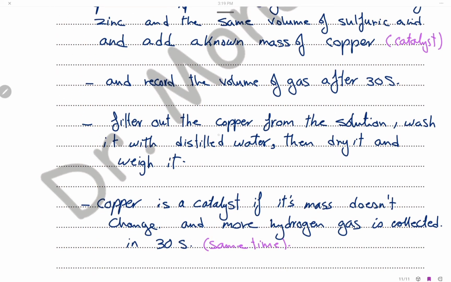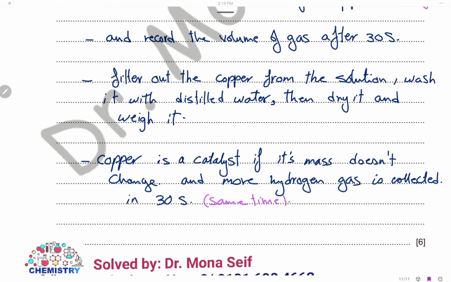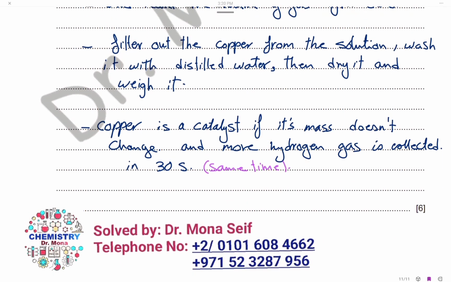Then we will filter out the copper from the solution because copper is solid, so it can be filtered. And we will wash it with distilled water, dry it, and record the final mass of copper. Copper can be a catalyst for this reaction if the mass of copper doesn't change, that means the initial mass equals the final mass of copper after the experiment finished.